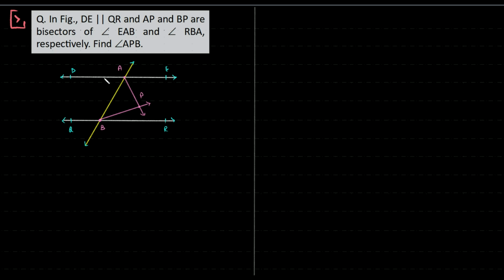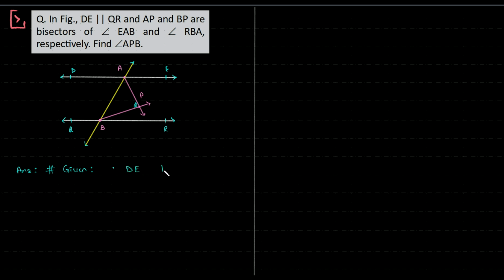In the figure, DE is parallel to QR, and AP and BP are bisectors of these two angles respectively. Find angle APB. We have to figure out this particular angle. For this question, we don't need to draw the diagram. We don't have any construction, so we can just directly use the given diagram and prove things.